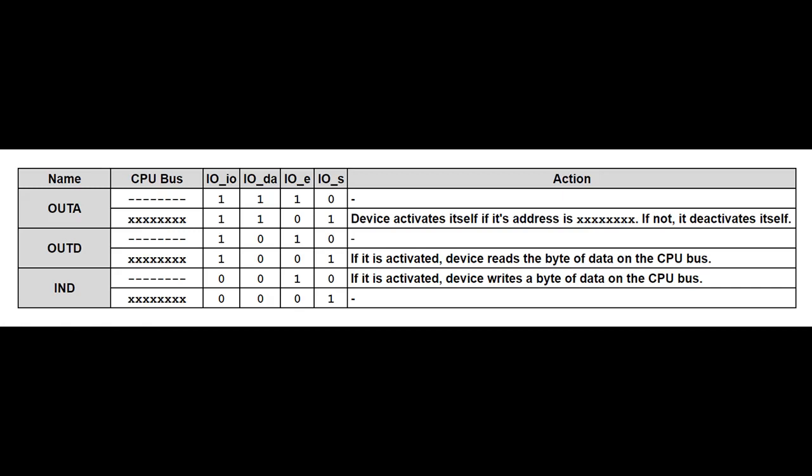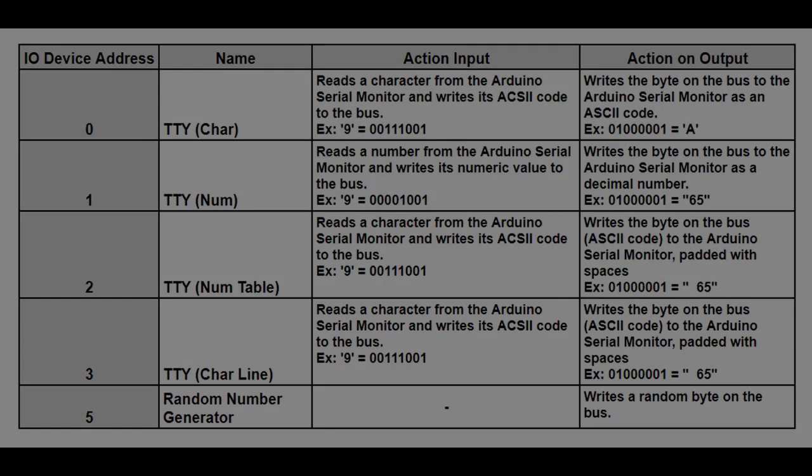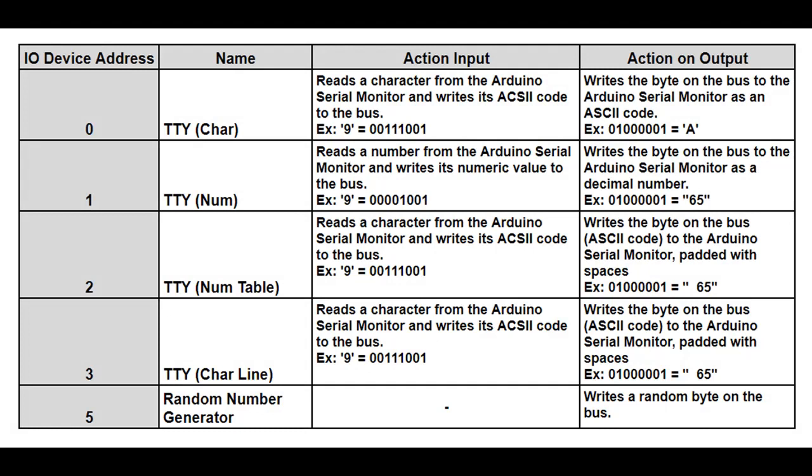Now let's take a look at the I/O devices that are implemented by our Arduino. There are 5 I/O devices that are implemented inside the Arduino code. The first 4 are TTY or terminal devices that are used to read or write data to and from the Arduino serial monitor. The last one, device number 5, is a random number generator. Let's look at each of them in more detail.